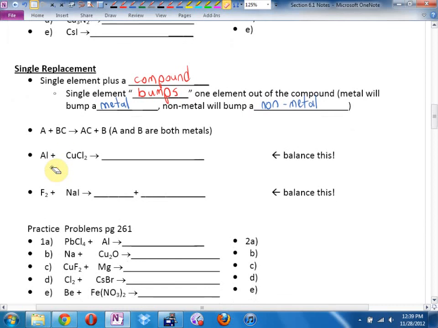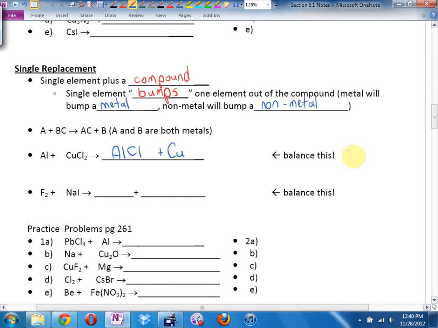Give you an example. We have aluminum all by itself. We have, what's Cu? Copper. And Cl? We have copper chloride. The one by itself is aluminum. Aluminum, metal or non-metal? It's going to bump the metal. What we're going to end up with is AlCl and Cu. Except with the AlCl, with our new compound, we need to crisscross.